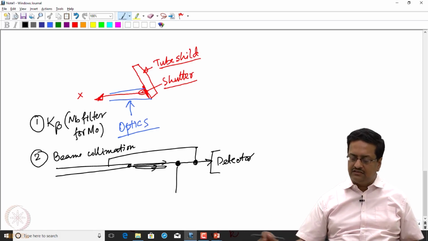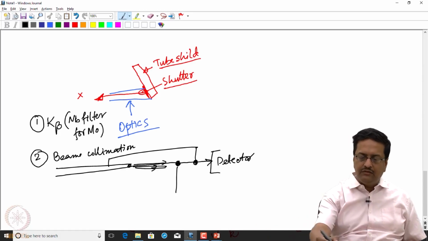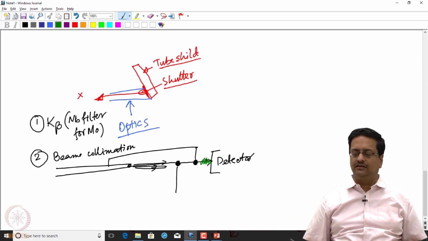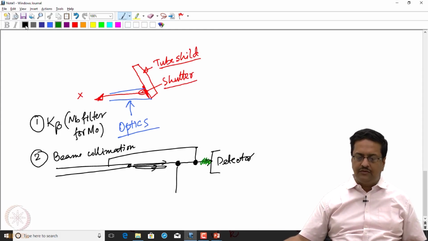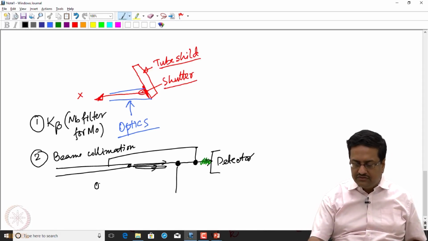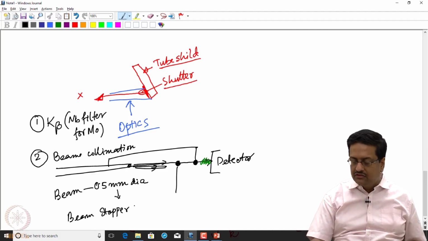So what it does is it stops the direct beam from falling on the detector, and this beam does not reach the detector at all. The beam is blocked by this beam stop. So the size of the beam stop is very important. If the beam is of 0.5 mm diameter, then the beam stop or the beam stopper should have a diameter of about 2 millimeter.